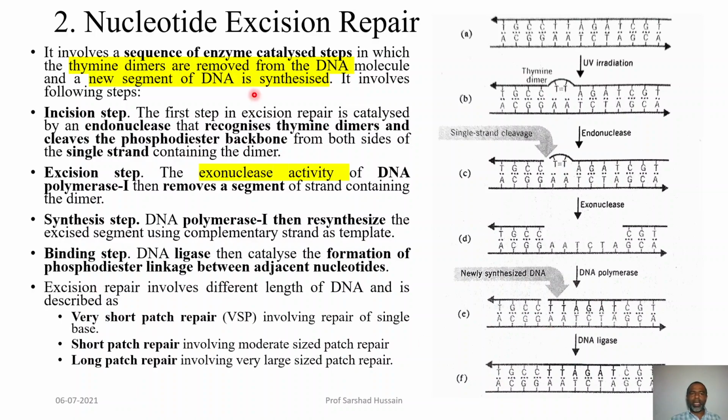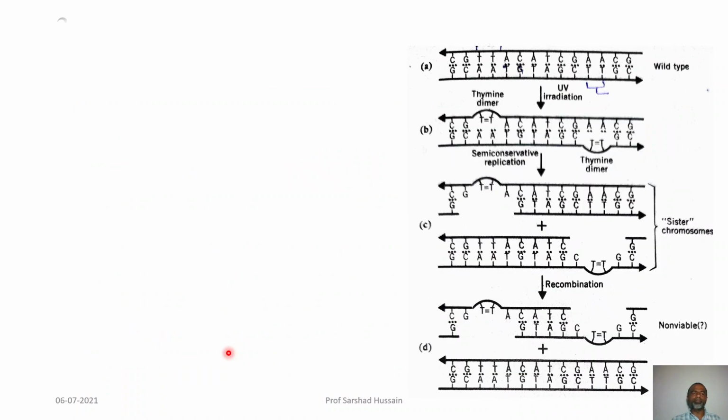Now, this nucleotide excision repair sometimes repairs only a very small part of the DNA, that means they repair only one base or a few bases, then it is called the very short patch repair, VSP, and if it repairs a moderate size of the DNA segment, then it is called the short patch repair, and sometimes it repairs a very long part, then it is called the long patch repair.